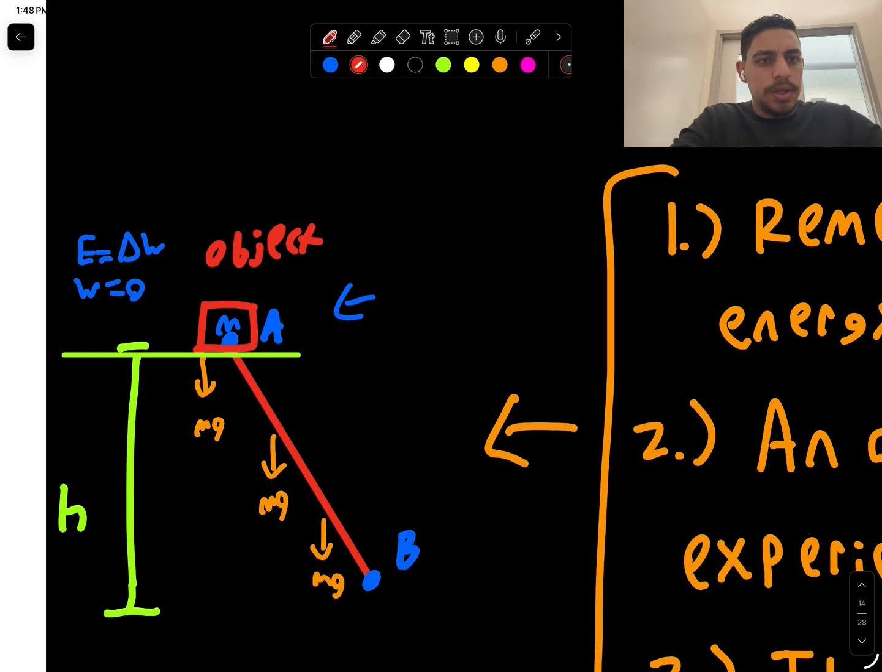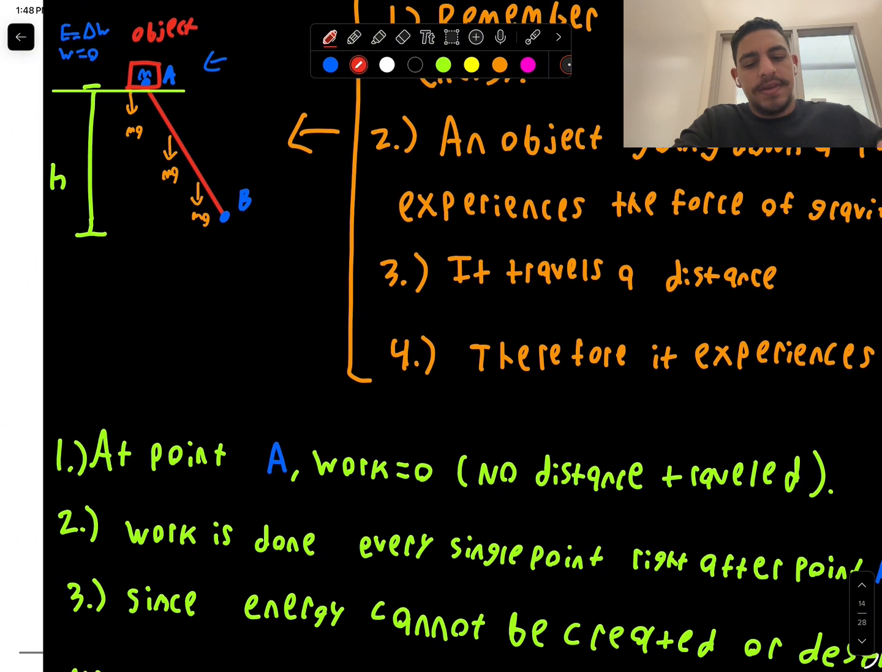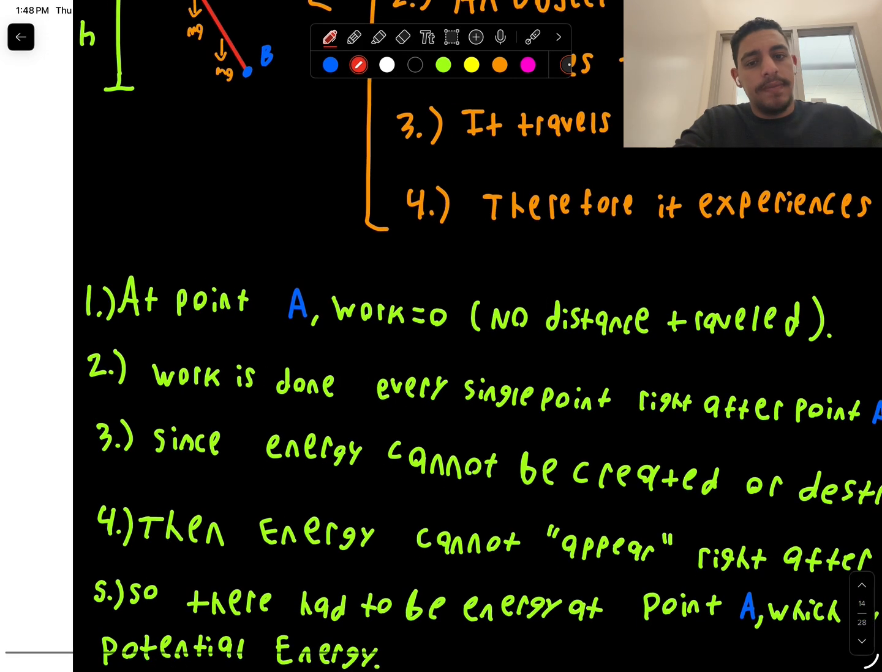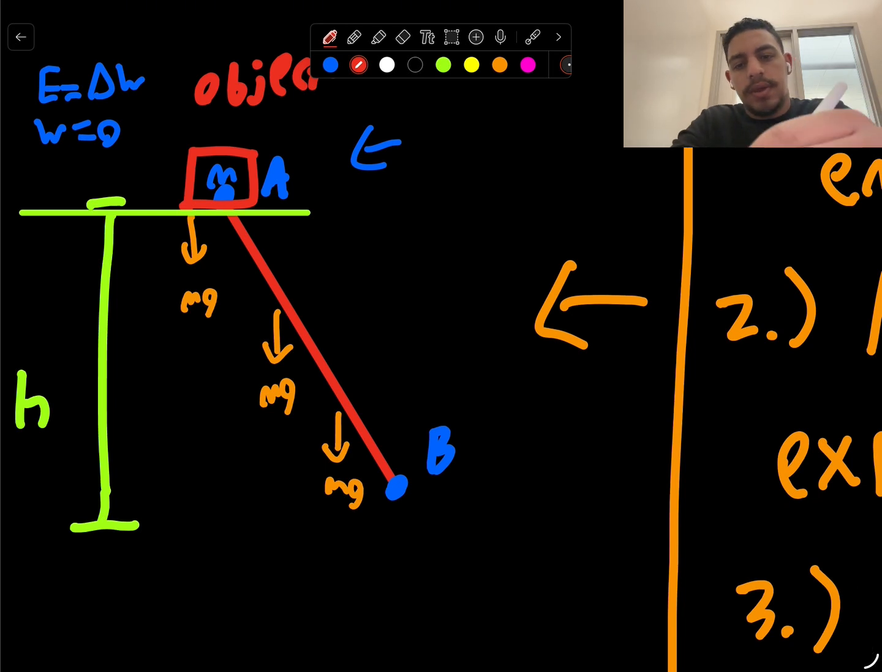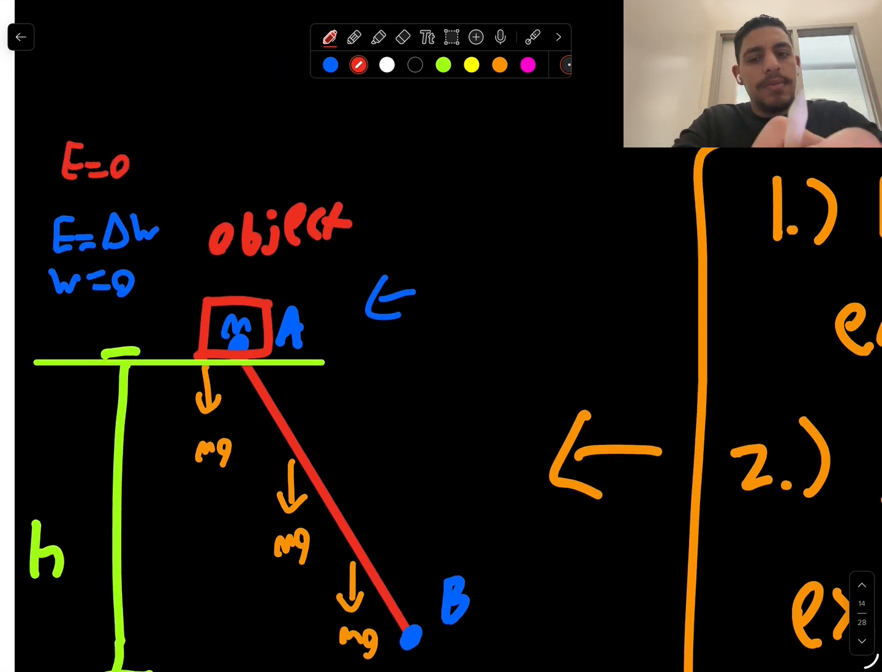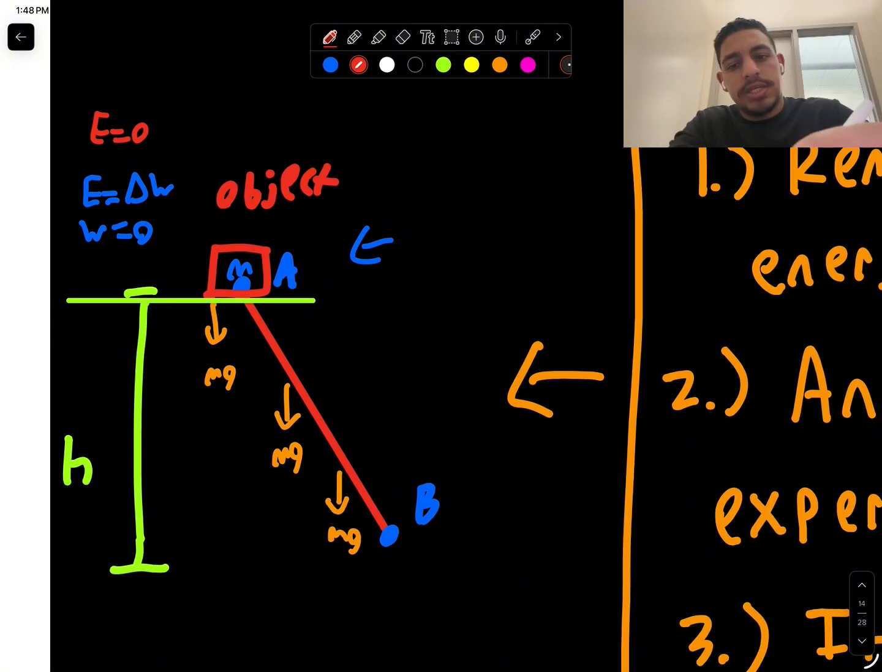You can say, yeah, because no work is done, there has to be no energy. But if you go back to the idea that energy cannot be created or destroyed, that would disprove that point. If energy is equal to 0 at this point, that means there was no energy and then the object got energy right after point A, which would mean that energy was somehow created or destroyed in that system. This is not possible, and so there is energy at point A, but it's not doing anything.